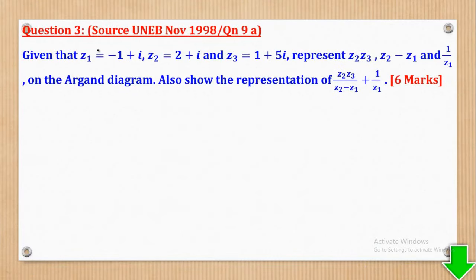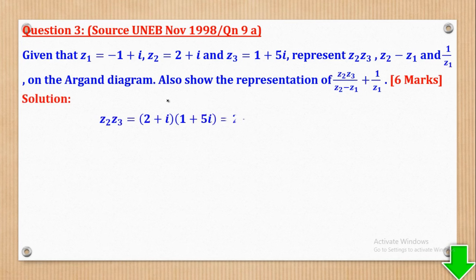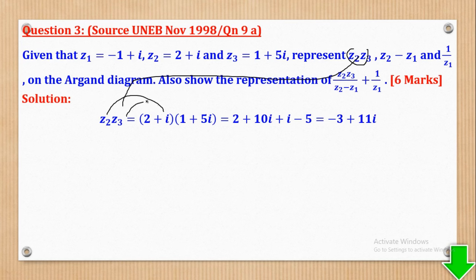Then question 3 came from UNEB of November 1998, paper 1 question 9a, and says, given that z1 is that, z2 is that, and z3 is that, represent this, this, and this on an Argand diagram. Also show the representation of this. First of all, we have to get these products. I think you remember how to multiply two complex numbers. This and this, multiplying the two, will come up with this complex number.